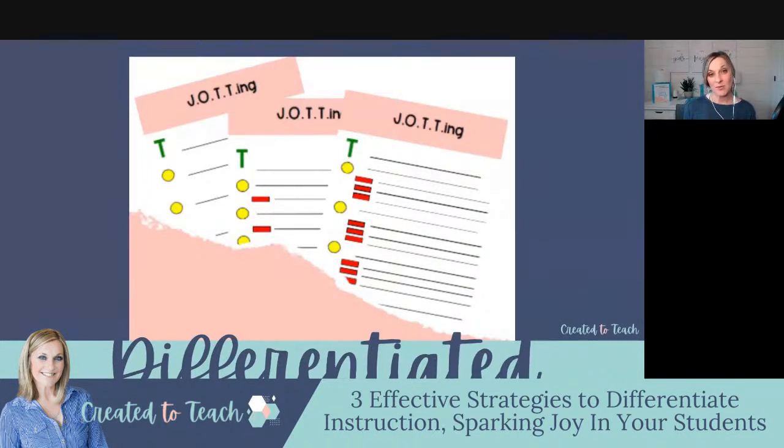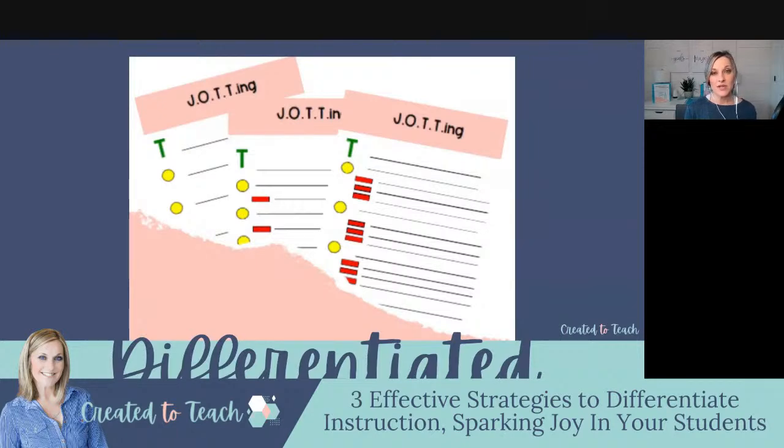But prior to them getting to the end product, the process then is what needs to be differentiated. So in the writing process, we know that there's the pre-write. Okay, but not every student needs to pre-write in the same way, okay?